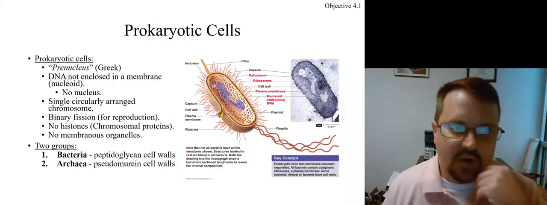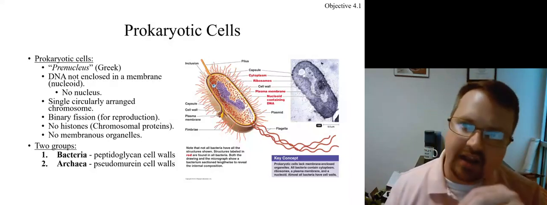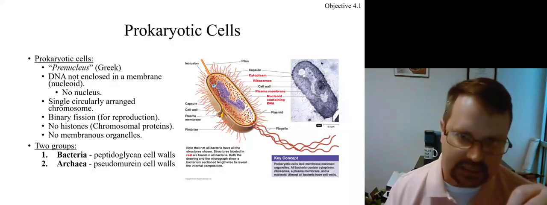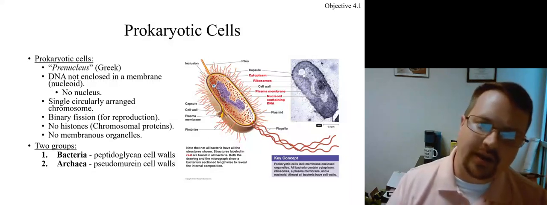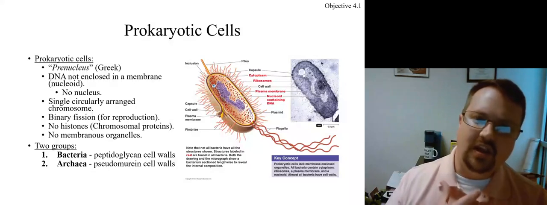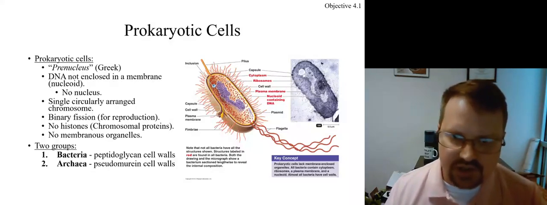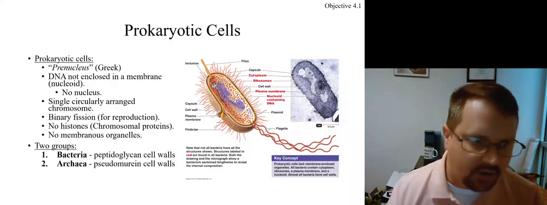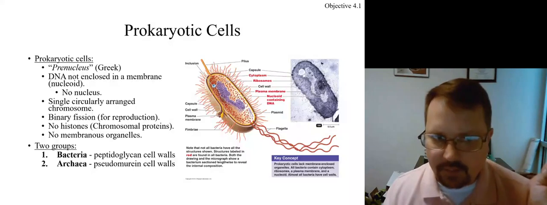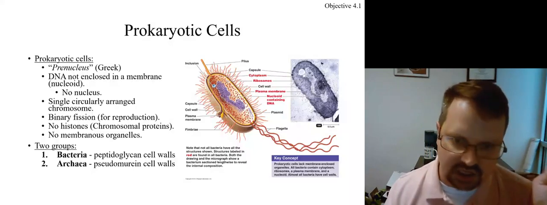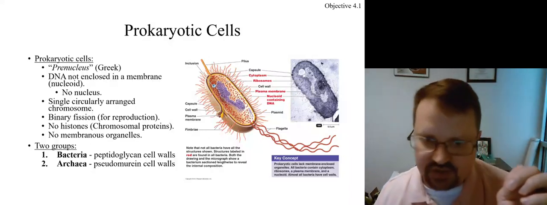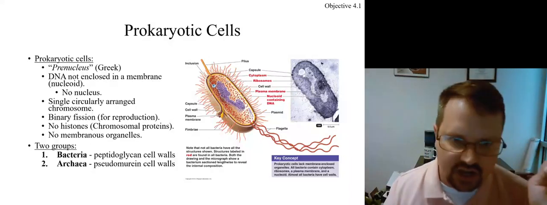Okay. So the DNA is not enclosed by a membrane. Instead, there's just a nucleoid region. The nucleoid is the region where the DNA is. There generally will be a single circular chromosome. There are some species with more than one chromosome. They will use binary fission for their reproduction instead of mitosis or meiosis. There will not be histones.